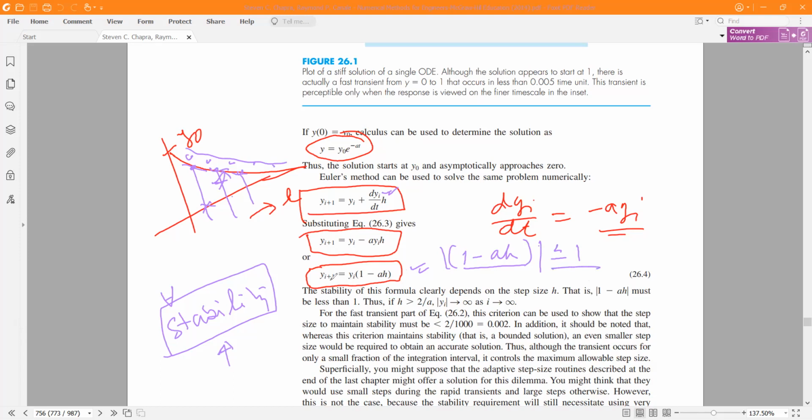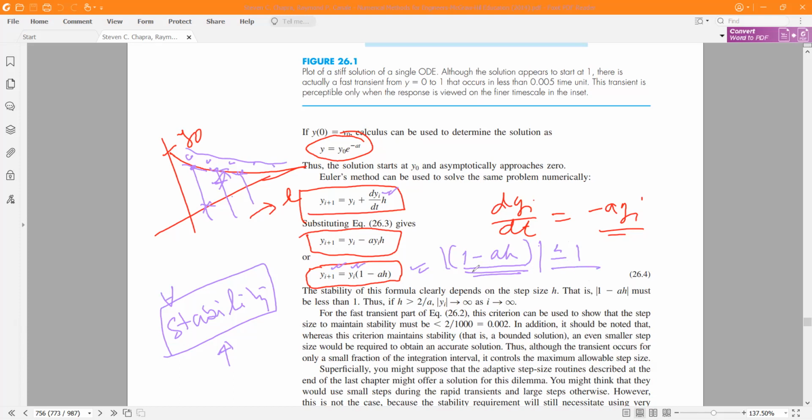That this is your y i minus 1 plus next step value. This is your previous step value. It is being multiplied by this factor. Then if you want your solution to be usable, what restriction should be there on the factor 1 minus AH? The magnitude must be less than or equal to 1, okay?